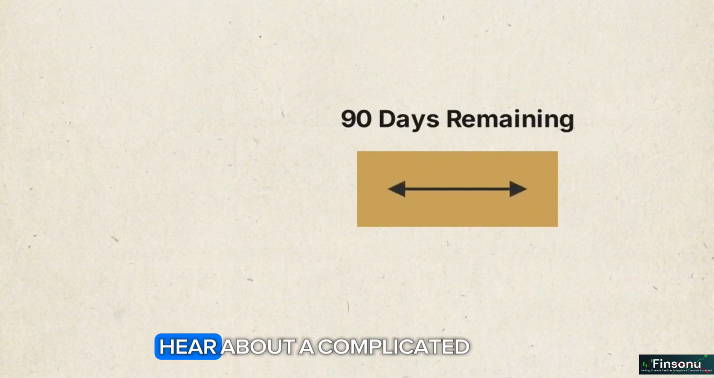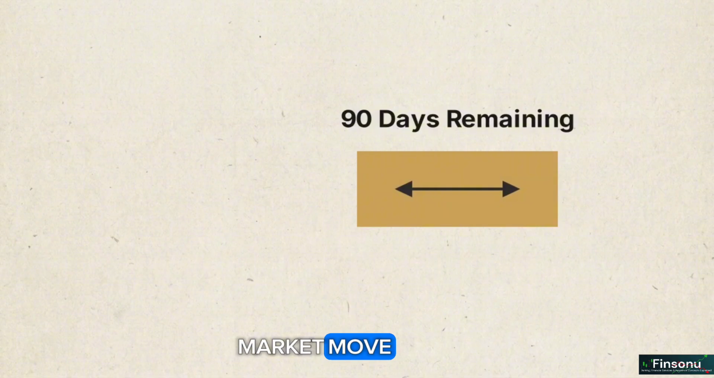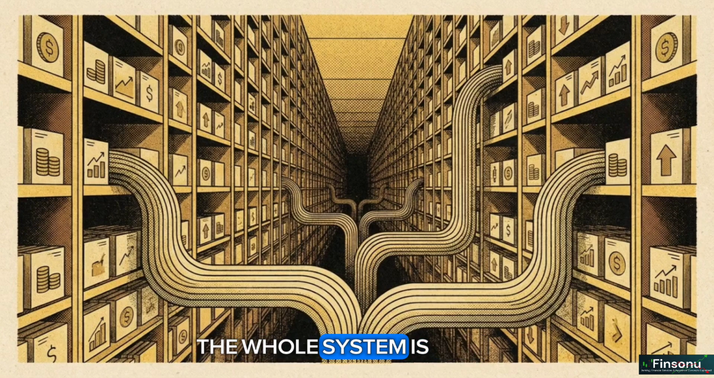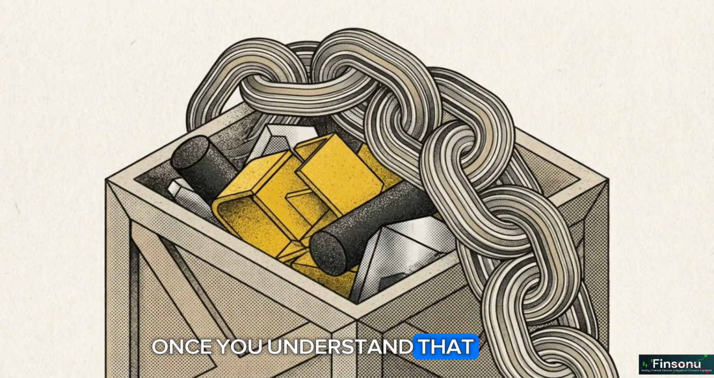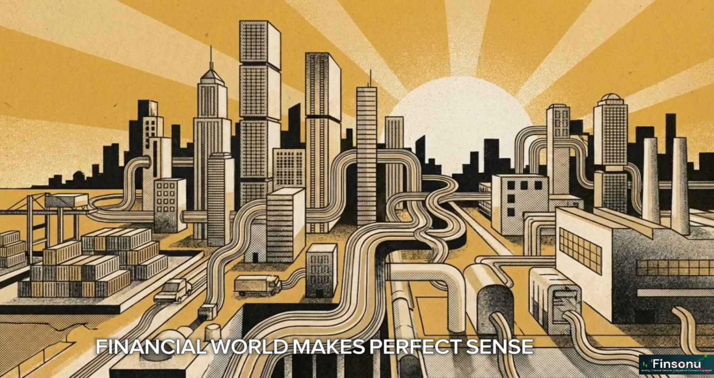So the next time you hear about a complicated market move, remember the grocery store. The whole system is just a carefully organized chain. It starts with the real-world underlying value. Once you understand that base layer, the rest of the financial world makes perfect sense.